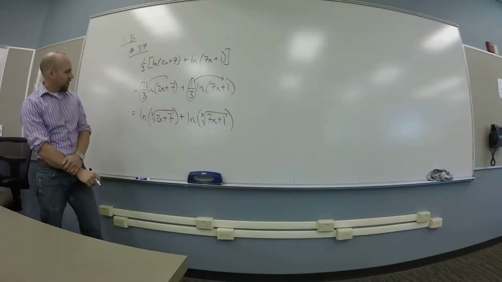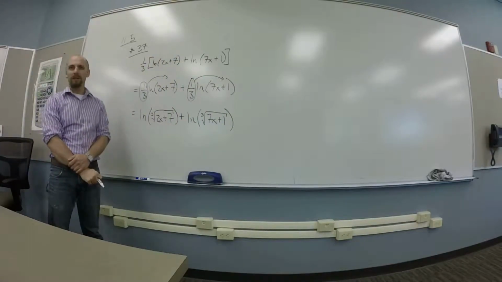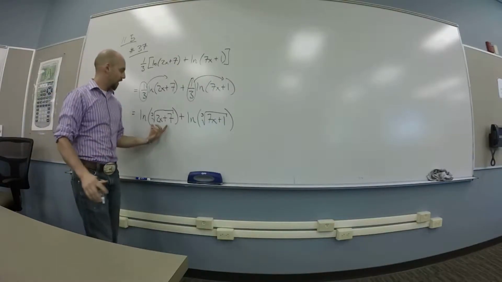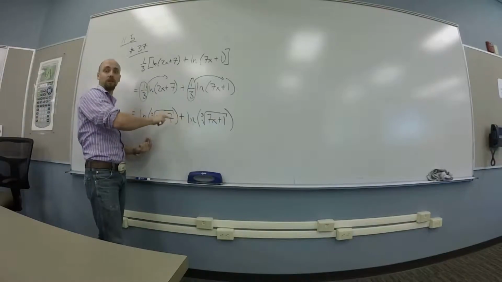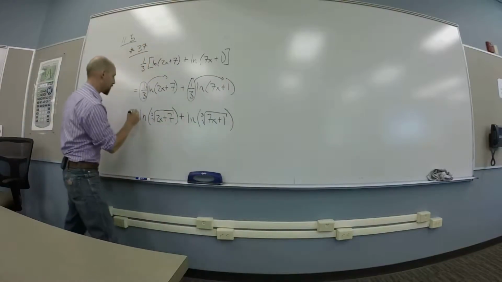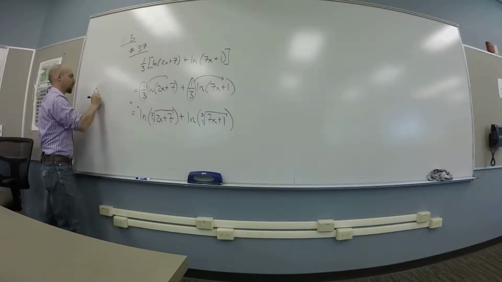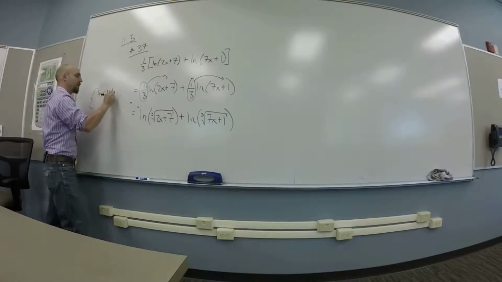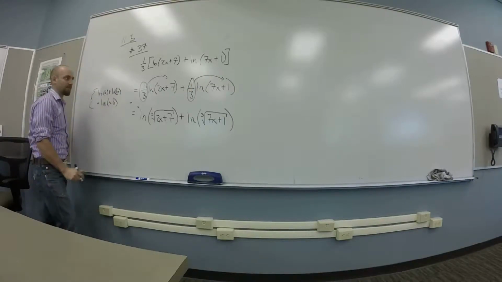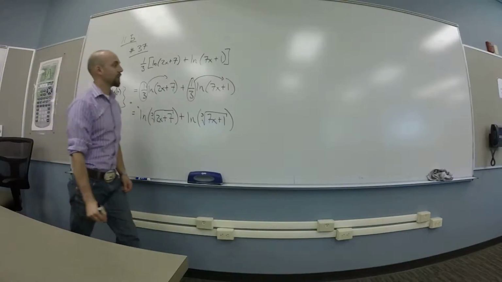Okay, then there's a rule that tells me something is the sum of the logs, right? What is it? You multiply them? Yeah, so I could say the sum of logs is the log of the product of the two things, right? So we use this rule: log of A plus log of B is log of A times B, right?